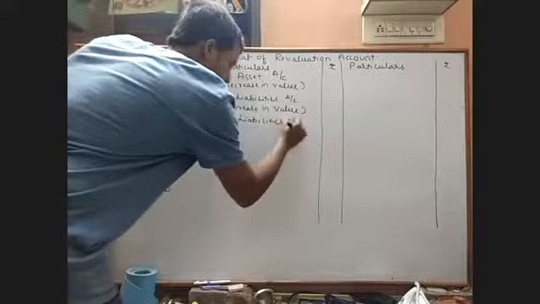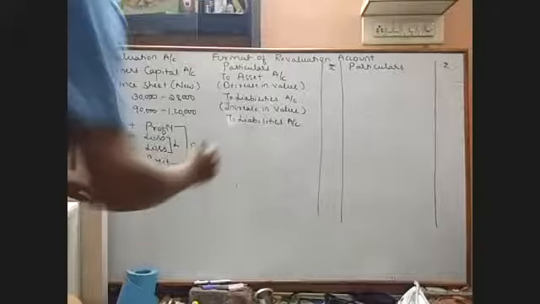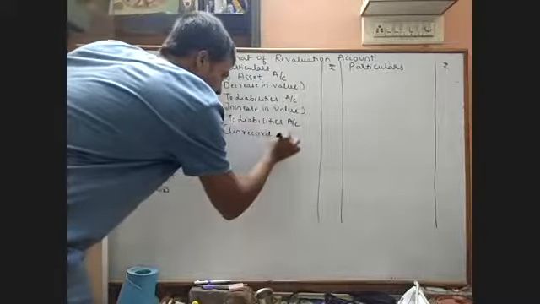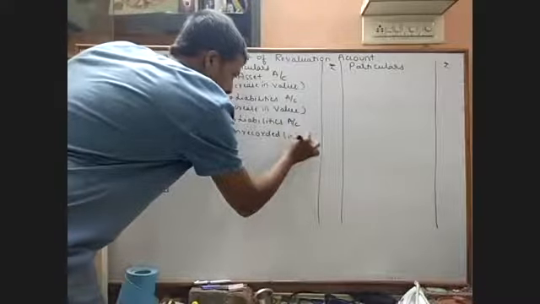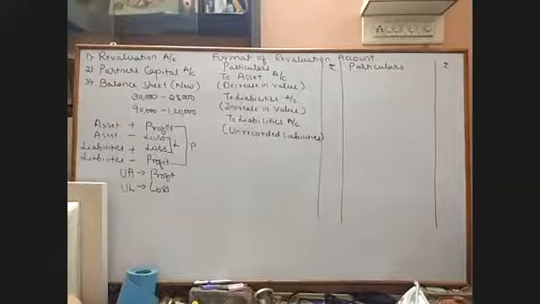You tell me, this is for what purpose? Unrecorded liability. Very good. It is for unrecorded liabilities. Hope you are able to understand. Now, so these three items appear on the debit side. Now, next on the credit side.